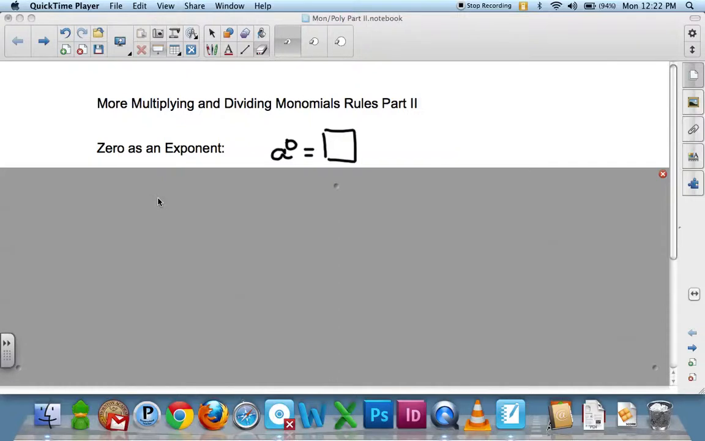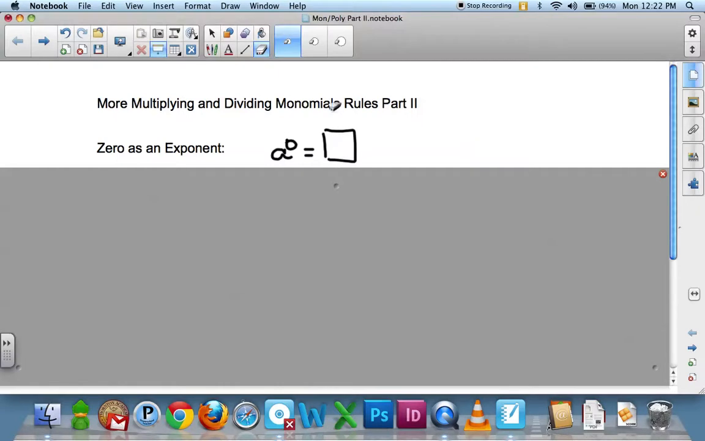More multiplying and dividing monomials rules, part 2. So we're just going to go over a couple more rules. The first rule that I want to review with you guys and show you is 0 as an exponent. Anytime you have a number or a letter raised to the 0 power, your answer will always be 1.